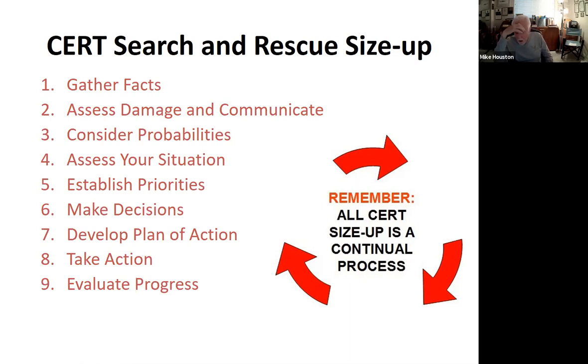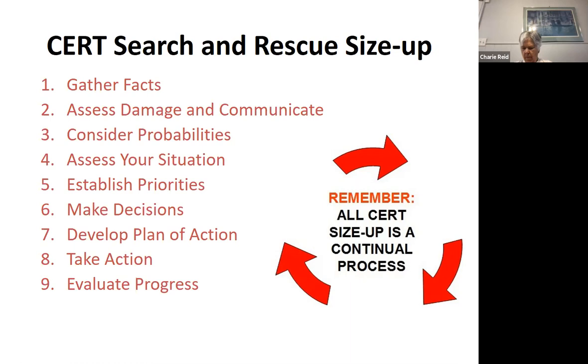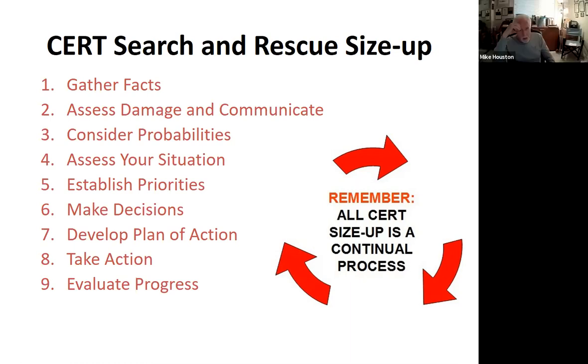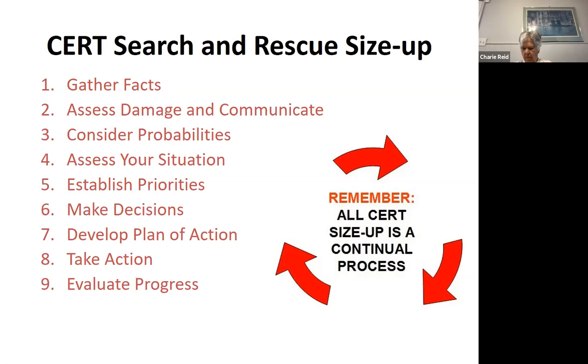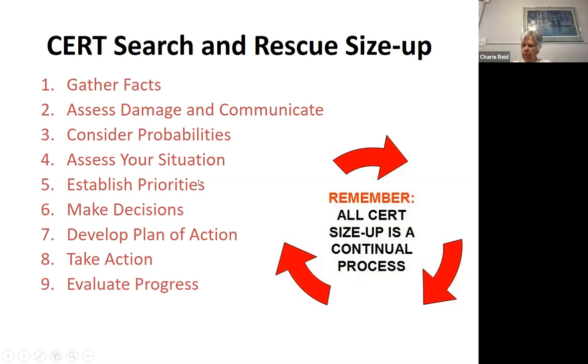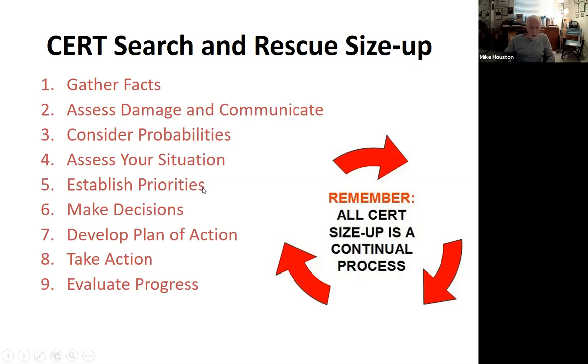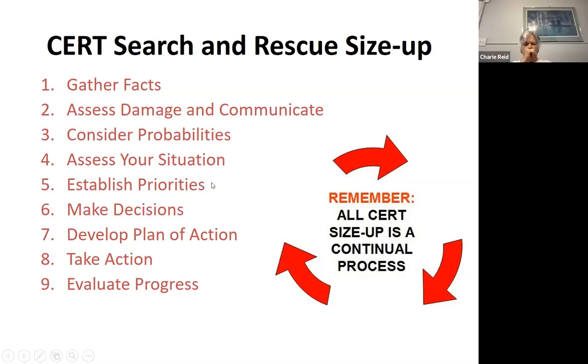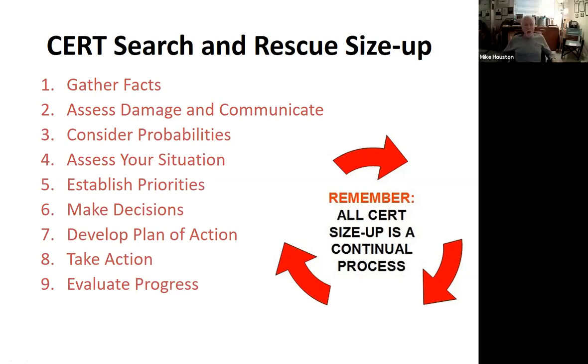We're going to assess whether there's a light, moderate, or heavily damaged structure. And what are the probabilities that if we have an aftershock, it's going to endanger your search party? We establish our priorities based on our triage. We make our decisions based on not only the results of the triage, but also on the number of people we have with us.